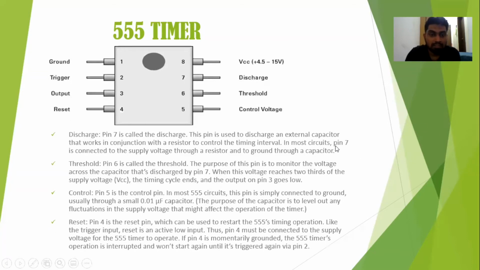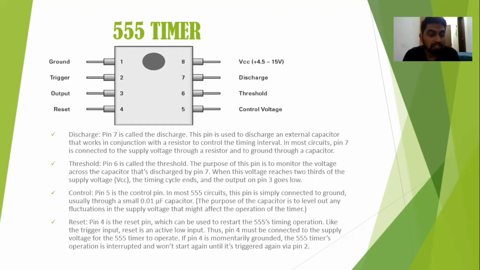And next pin is discharge, which is pin number 7. This pin is used to discharge an external capacitor that works in conjunction with the resistor to control the timing interval. In most circuits, pin 7 is connected to the supply voltage through a resistor and to ground through a capacitor.